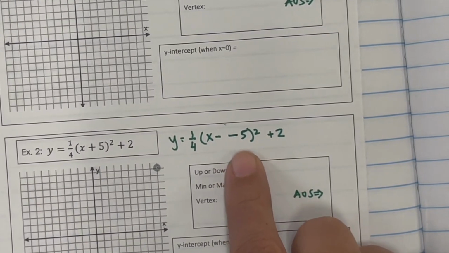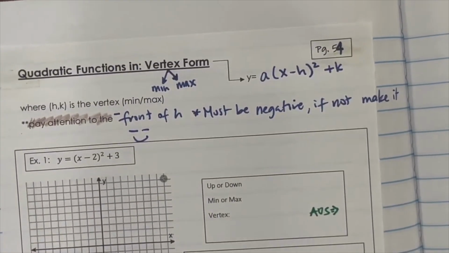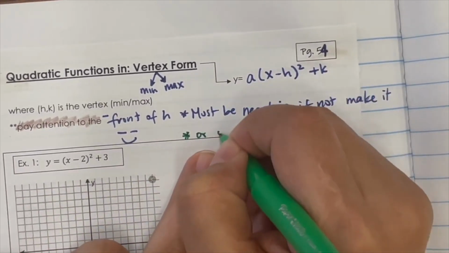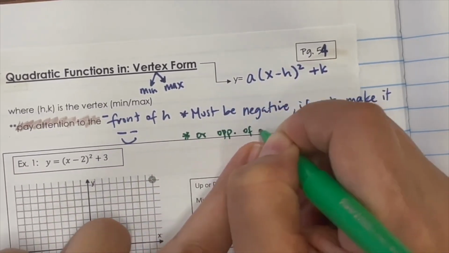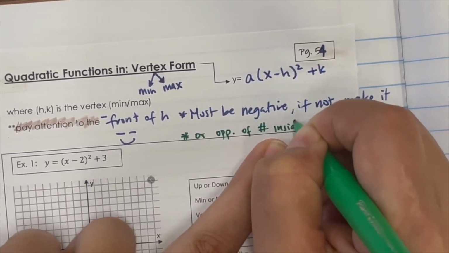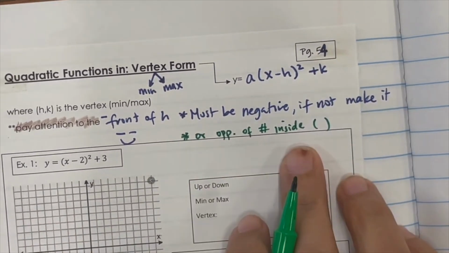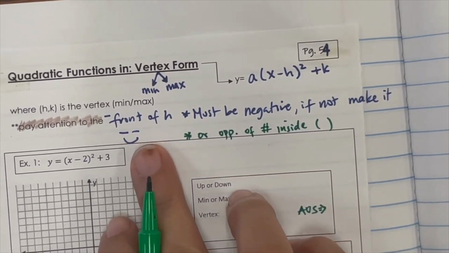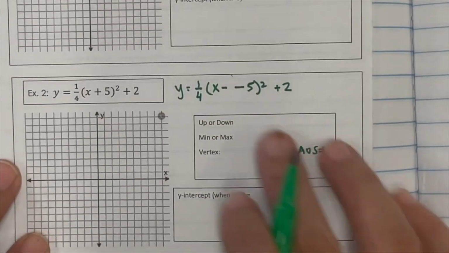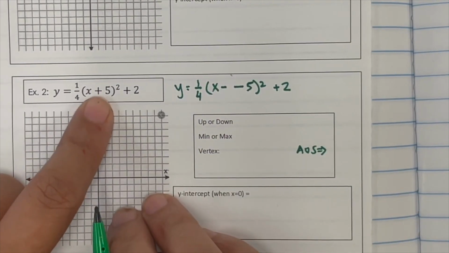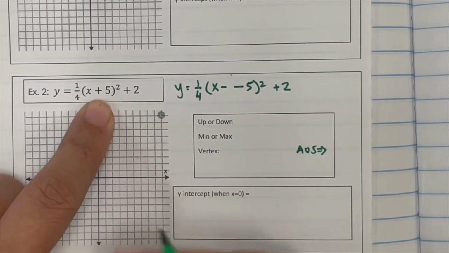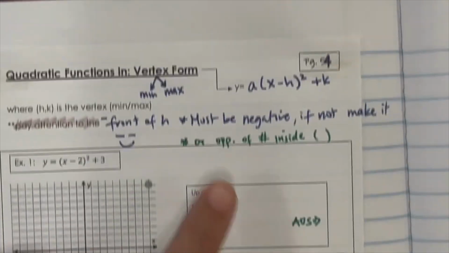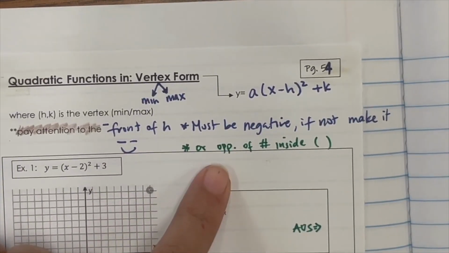Okay, the other way that you can think of it, and I'm going to go ahead and put this over here for you as well, is the opposite of the number inside the parentheses. So you can either remember, just take the opposite of whatever is inside for the h value, or you can make it negative negative if it's positive. So what I'm saying is take the opposite of just what's on the inside only. So this will be positive 5, opposite is negative 5. So it's negative 5 and 2. So you see how it's still negative 5. So either think of it as negative negative, or you can just take the opposite.